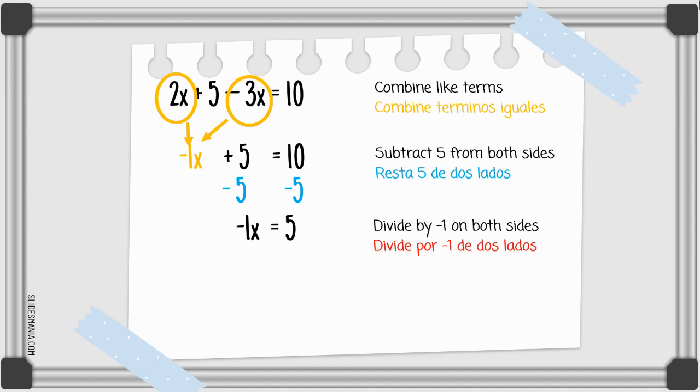Finally, divide by negative 1 on both sides. Divide por negativo 1 de dos lados. Your final answer, x is equal to negative 5.